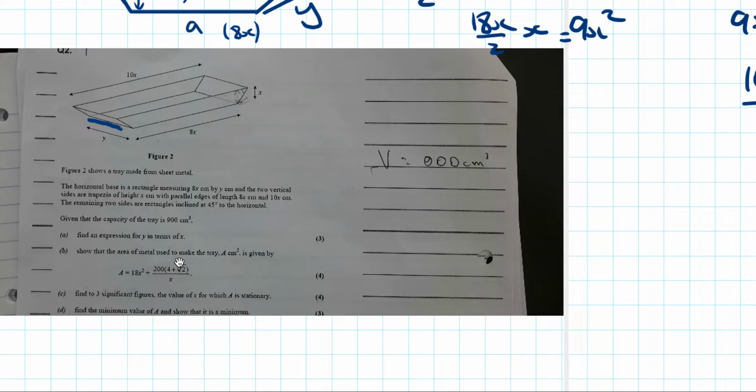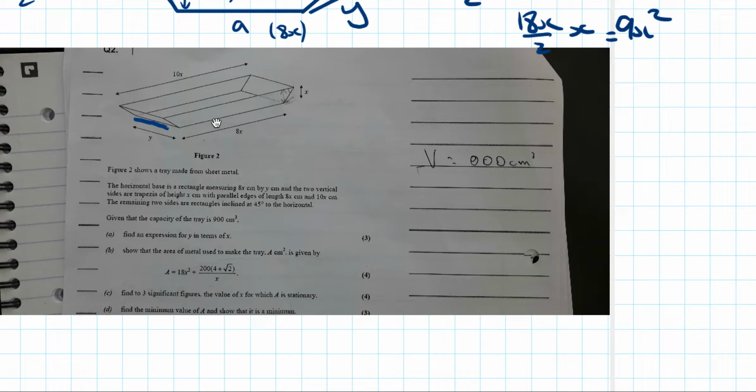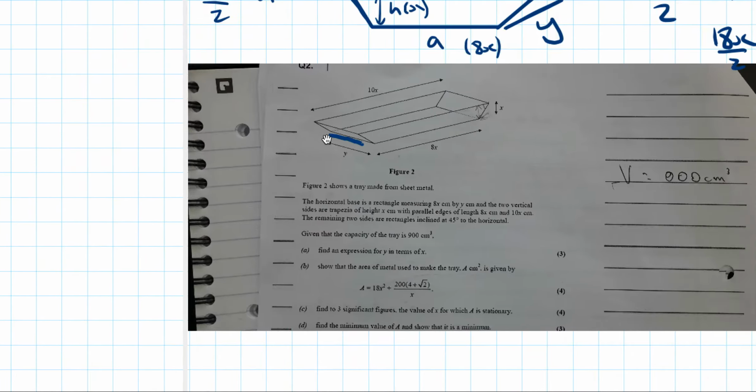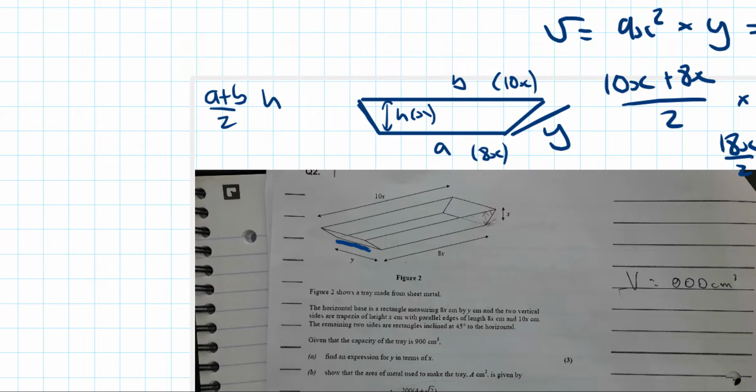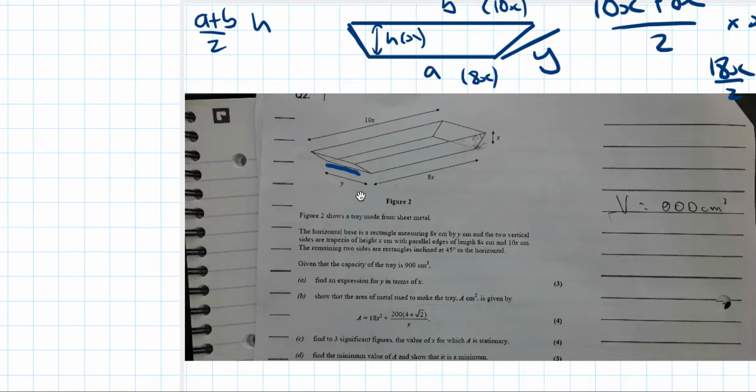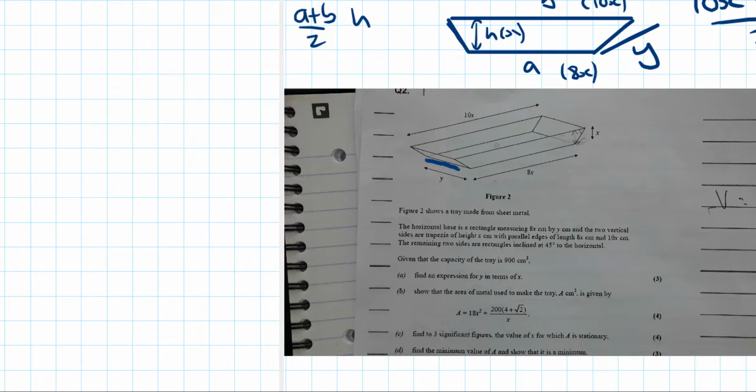Then for part B, show that the area of metal used to make the tray in centimetres squared is given by 18x squared plus 200 times 4 plus root 2 over x. So for this one we need to consider what we actually have in terms of the area of our shape. We know that the base of the shape is a rectangle, so we can put that as part 1, the rectangle. So the piece of metal at the bottom is going to be 8xy.